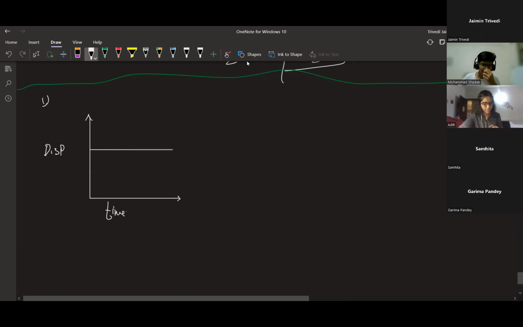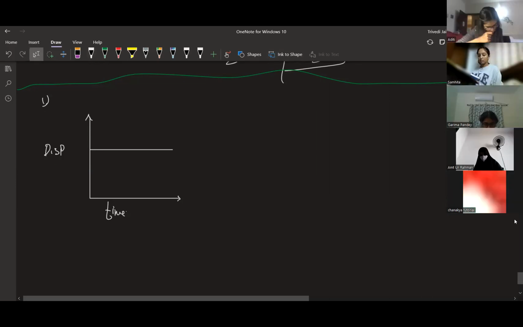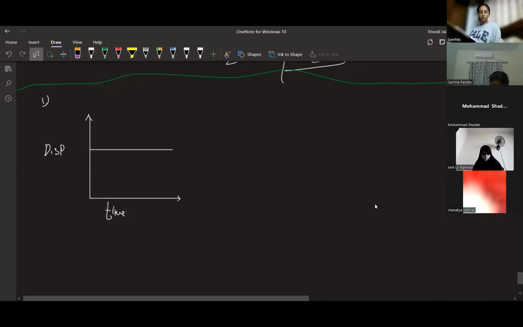Yes, exactly. The object is not moving, it is at rest. Check that. Displacement is constant, let time be changing. So displacement is not changing with respect to time. Okay, so let's start this one.